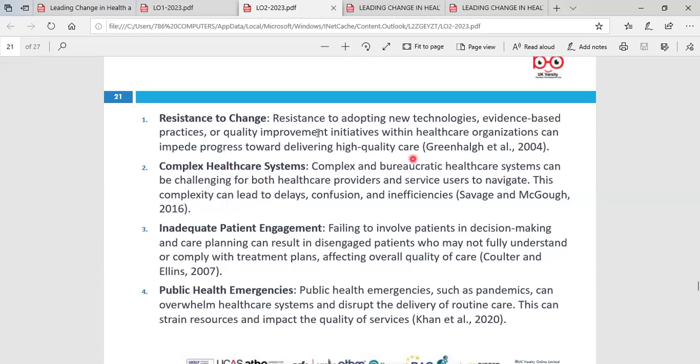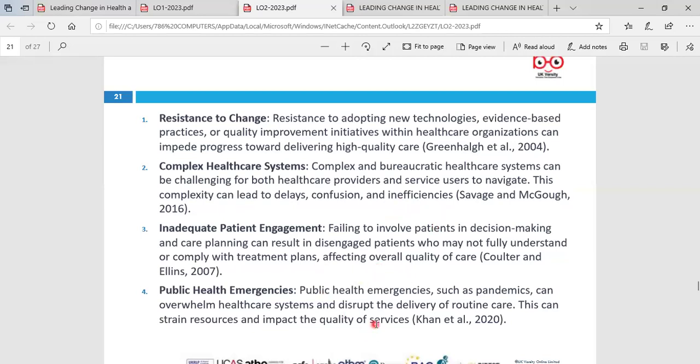Complex healthcare systems. We know that there are different complexities within stakeholders, so the health system is also complex in that way. If there's increased complexity, the patients don't know what the reason for the delay is, and they consider it an inefficient system, and their feedback is given in the same way. Inadequate patient engagement: if the treatment or the plan is not patient-centered, it gives a misunderstanding and affects the overall quality in terms of the feedback that you receive.